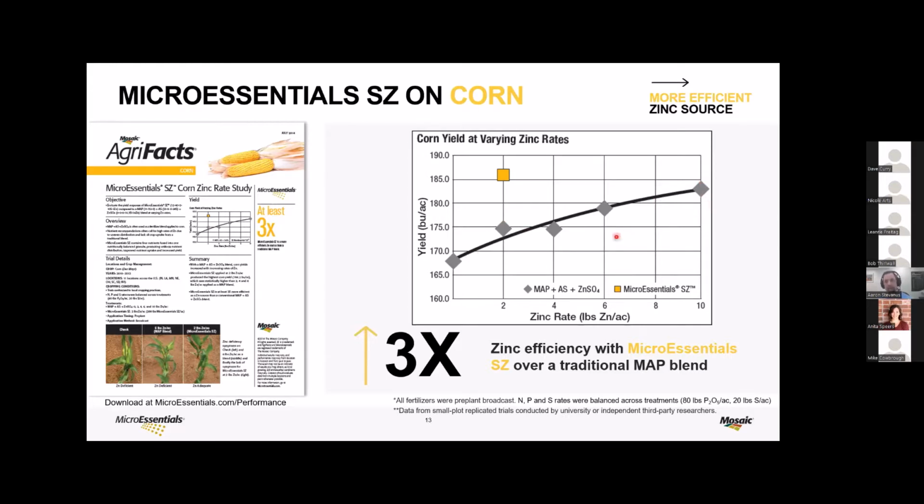But when you use that distribution model, when you look at 2 pounds of actual zinc applied through Micro Essentials, which is 200 pounds of product for 2 pounds of zinc, now we're at equivalent yield to 10 pounds of actual zinc in a blend.